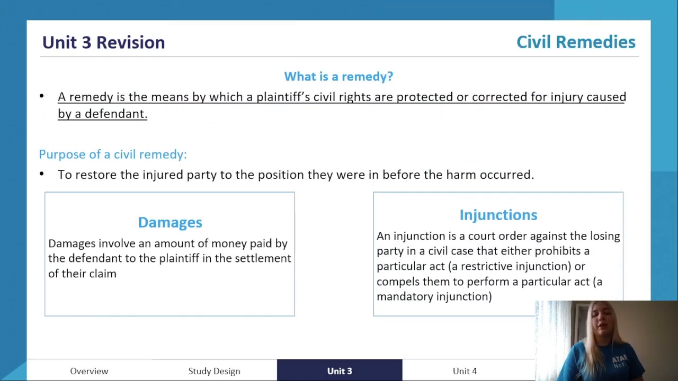Now, the two types of remedies we have are damages and injunctions. Damages involve money, financial compensation, being paid by the defendant to the plaintiff when settling the claim. And injunctions refer to court orders ordering to either start an action to benefit the plaintiff, which is going to be a mandatory injunction, or prohibiting a particular action from being carried out or stopping it, which is a restrictive injunction.